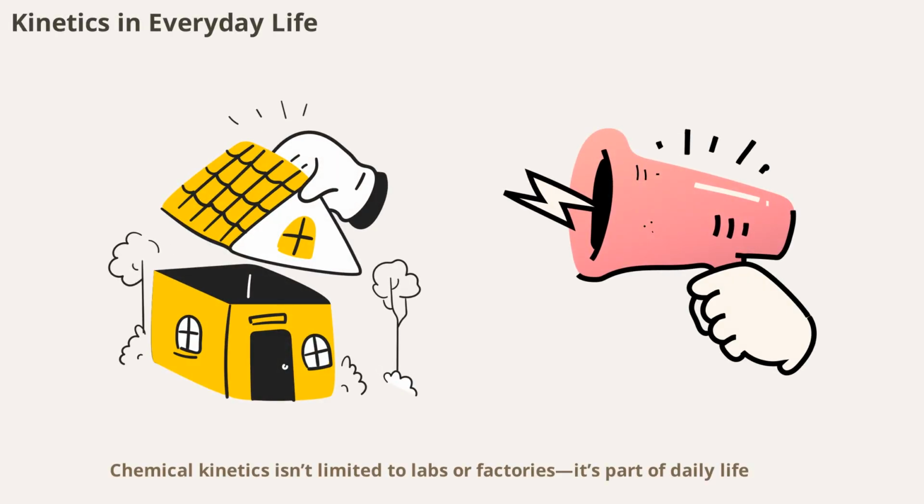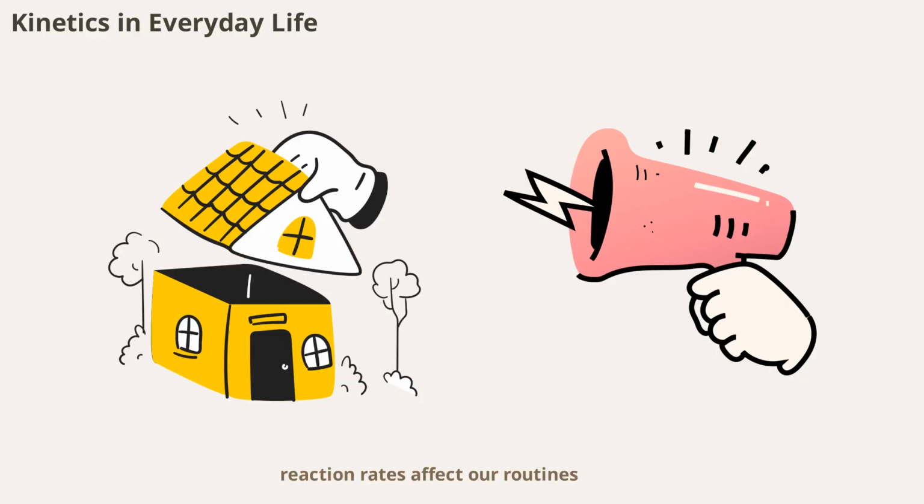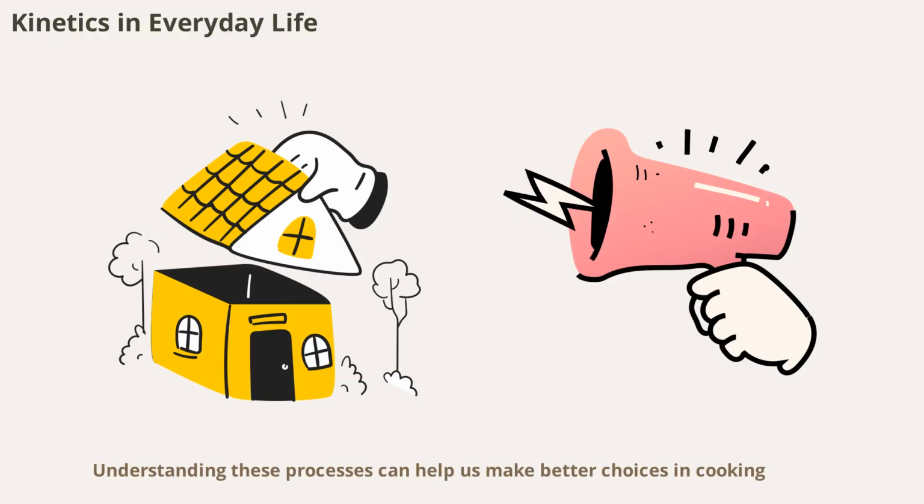Chemical kinetics isn't limited to labs or factories. It's part of daily life. From how quickly food spoils in the fridge to how fast cleaning products work, reaction rates affect our routines. Understanding these processes can help us make better choices in cooking, cleaning, and even healthcare.